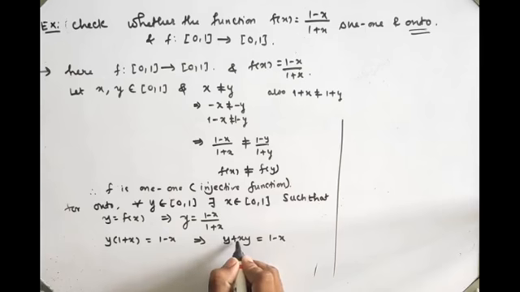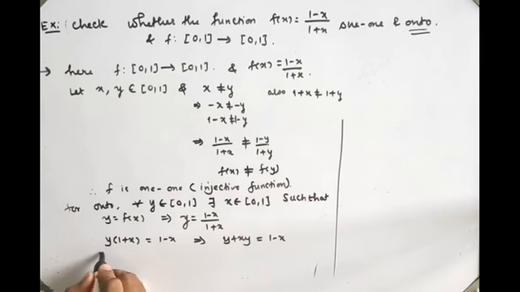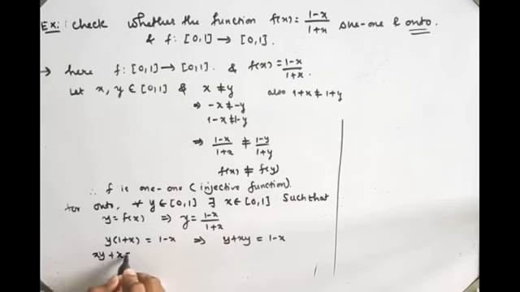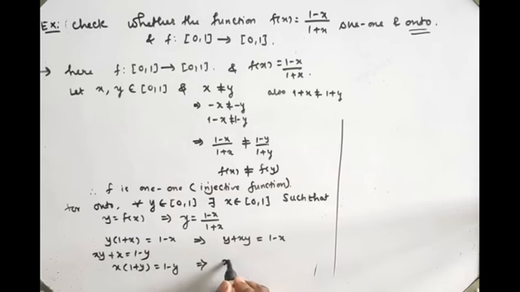So this value I will take to the left side. So y plus xy, so here xy plus x is equal to 1 minus y. So x into (1 plus y) is equal to 1 minus y, which implies that I get x is equal to (1 minus y) upon (1 plus y).